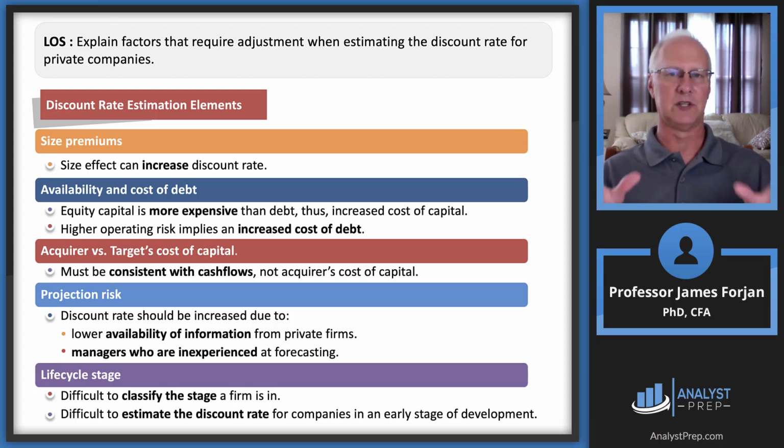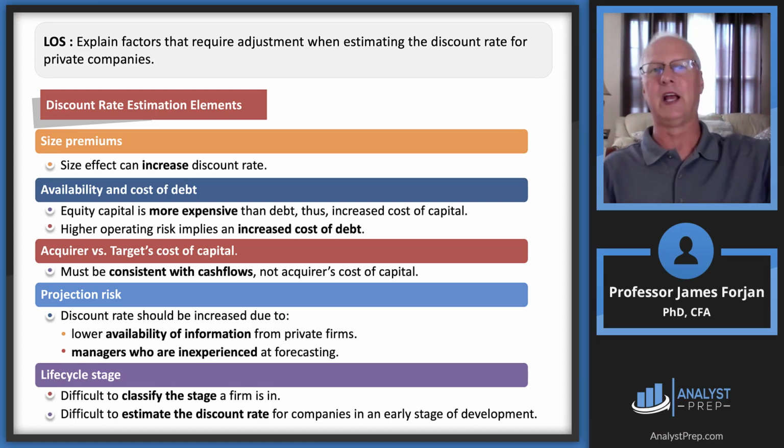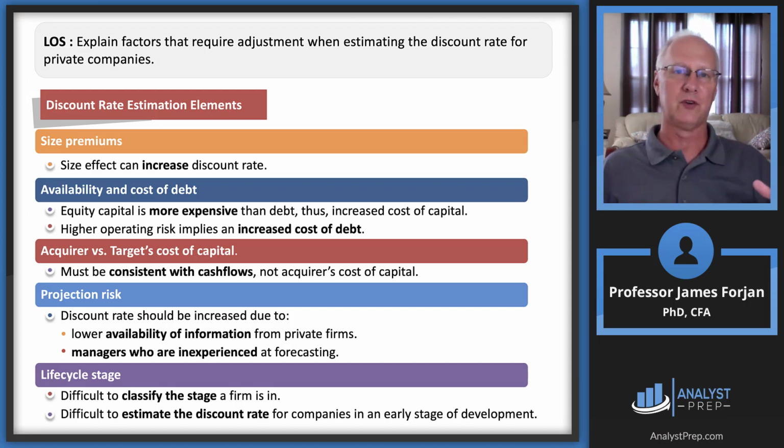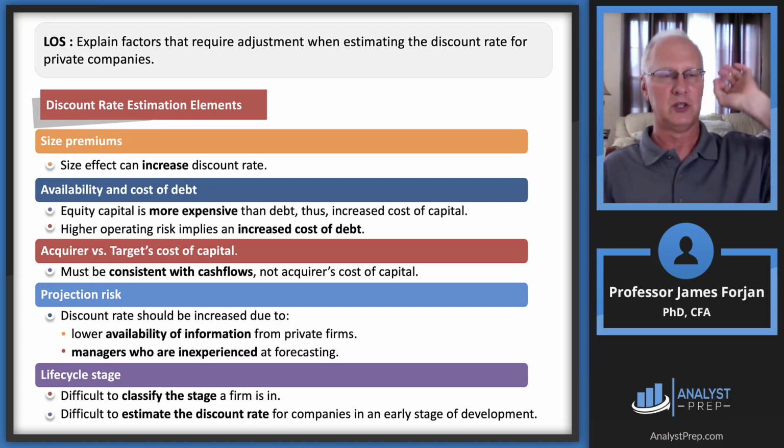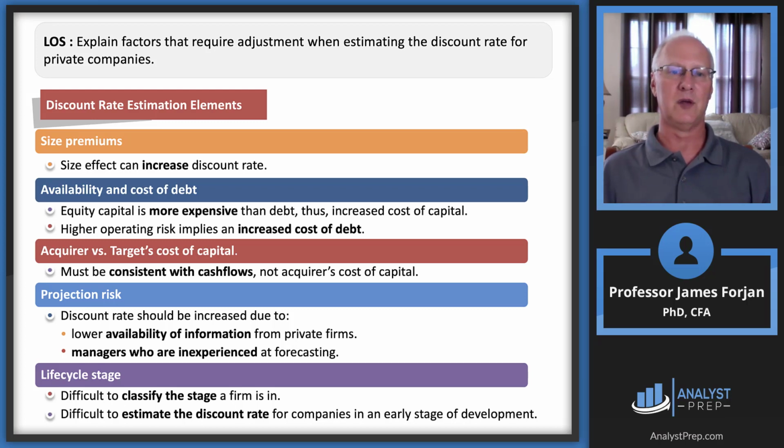Here's a really good concept. Remember back in Ewing Oil. So Ewing Oil is a private company. Ewing Oil was taking over other private oil companies. So what interest rate do you use? What discount rate do you use? Ewing Oil's discount rate to value that company over there? Do you use that company's discount rate? Or do you use something else? Well, what does this reading tell us? It must be consistent with the riskiness associated with those cash flows, not necessarily the acquirer's cost of capital.